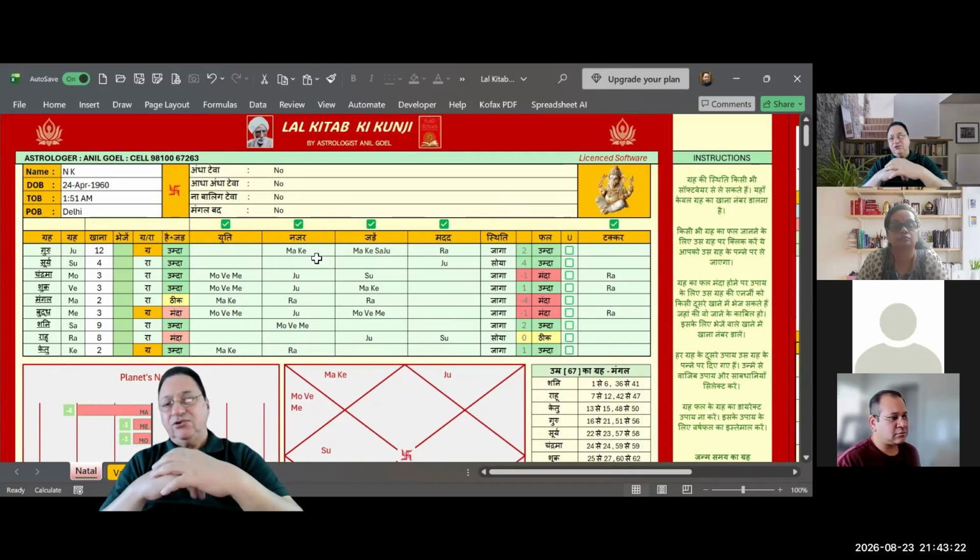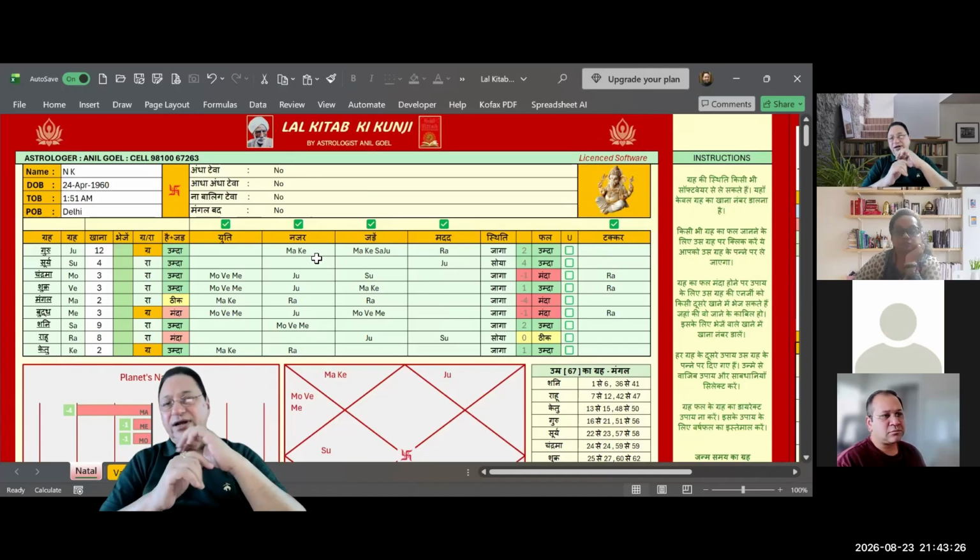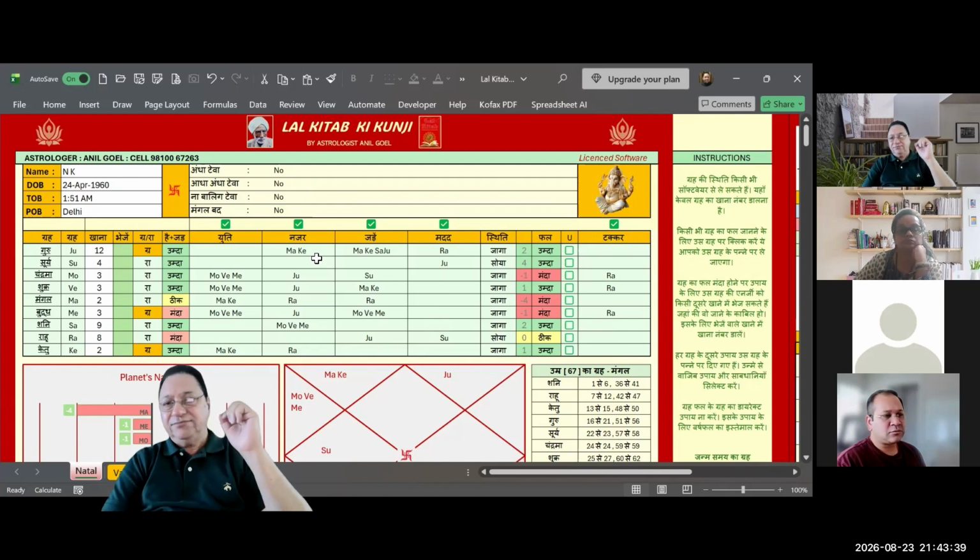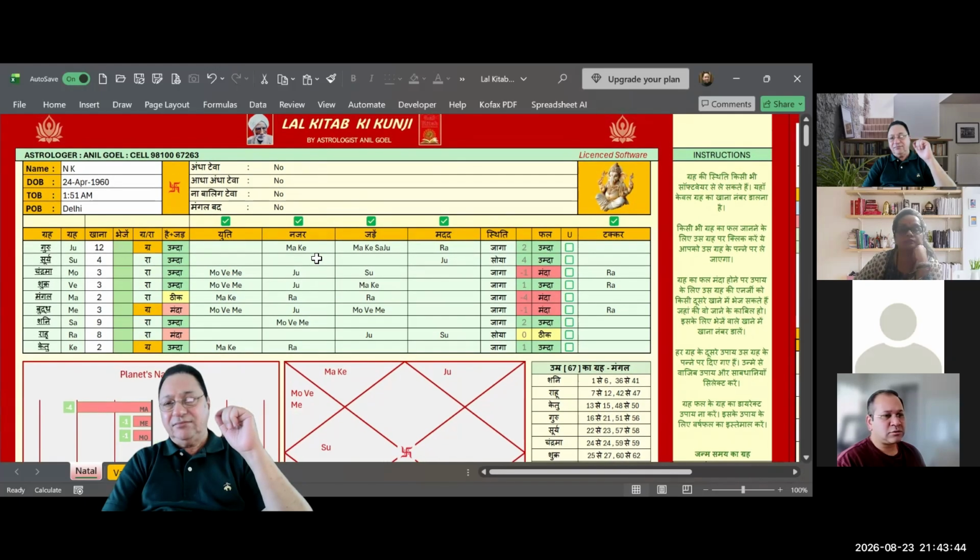Does anybody have any questions at this time? This is one part of the app where I have made the prediction of the natal chart very straightforward. Is it all clear? Yes, sir. What is the significance of... Yes, please go on.